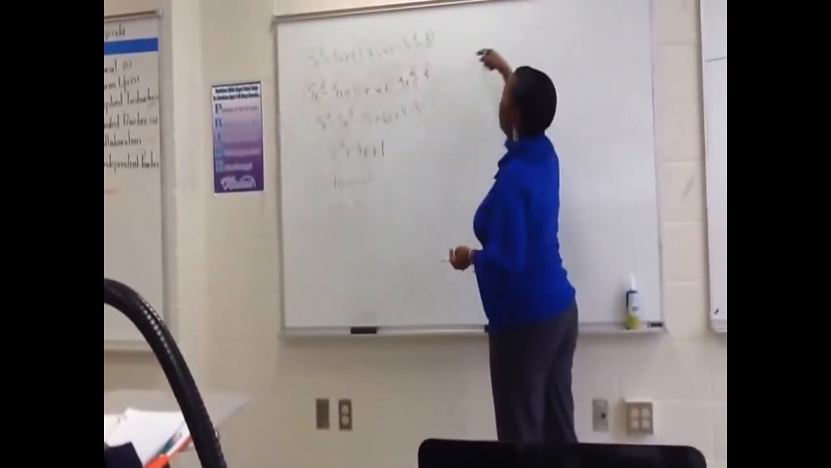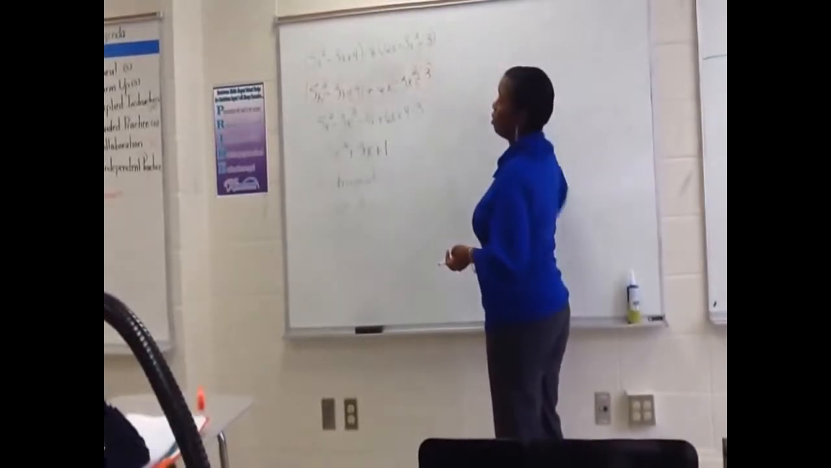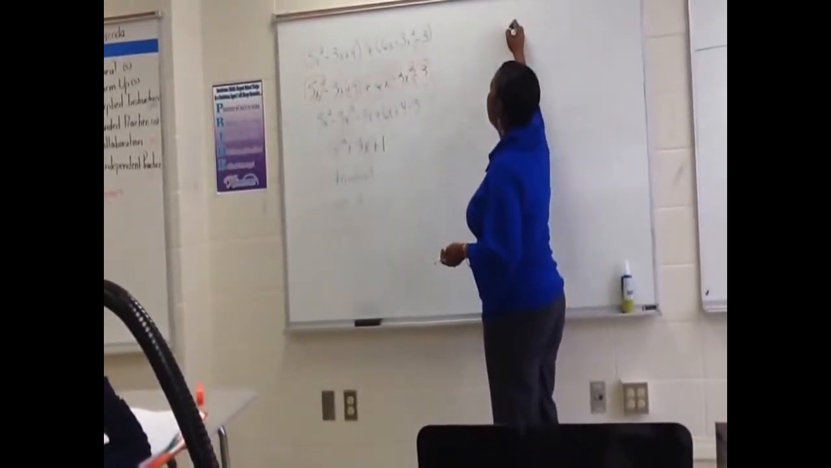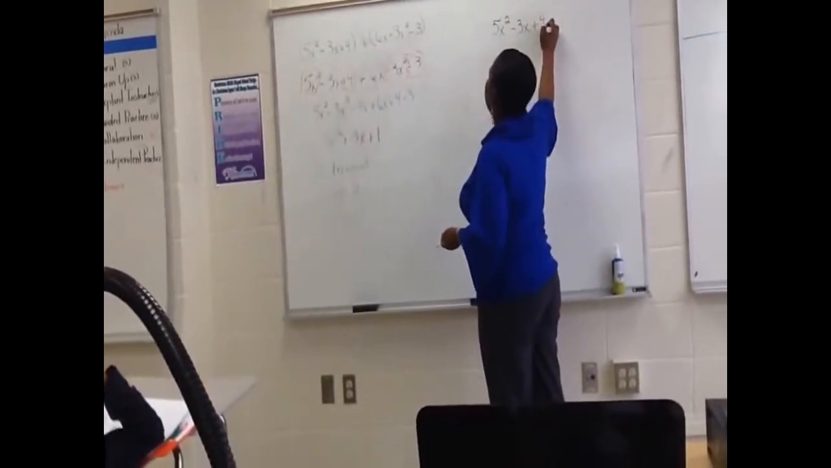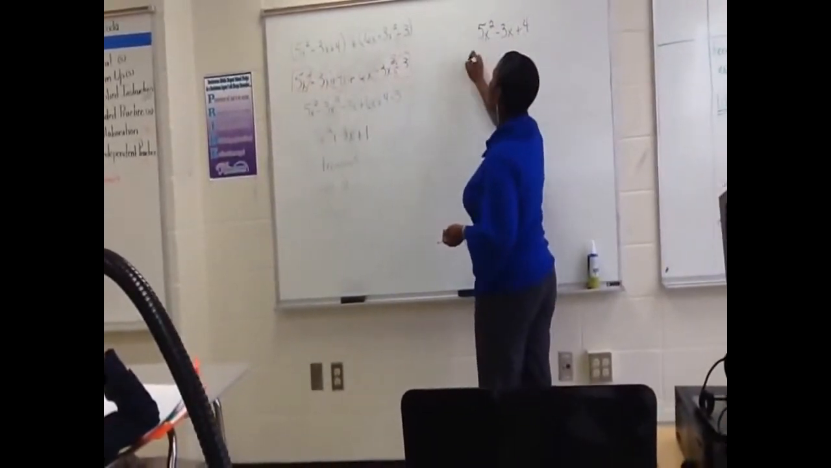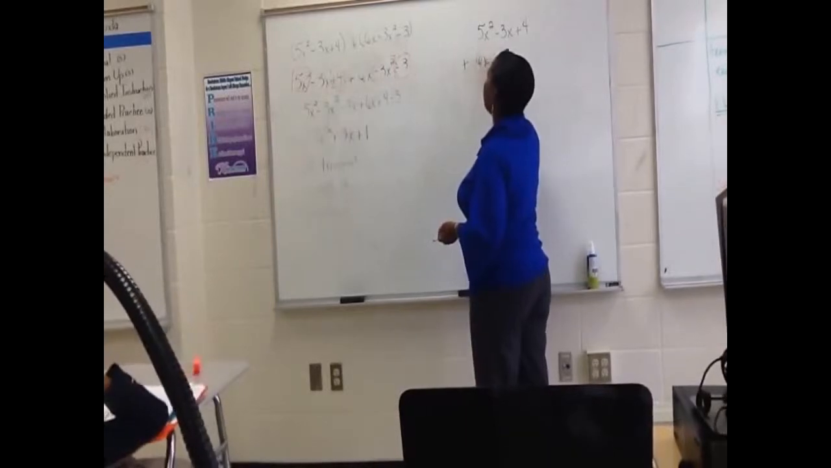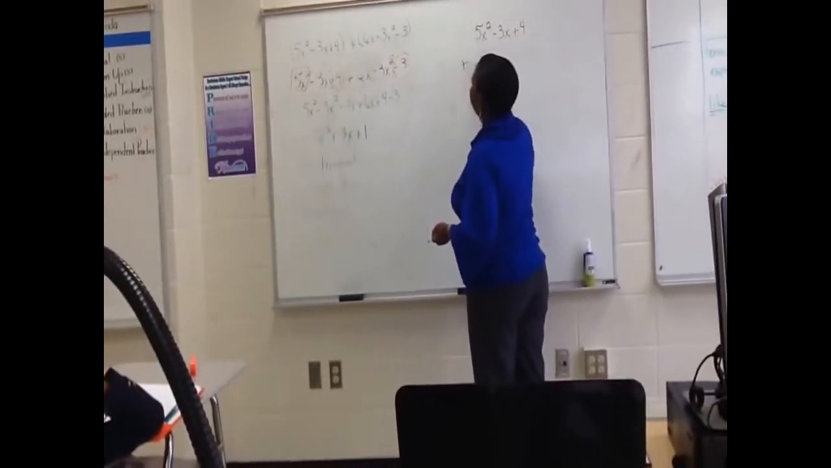Alright, so that was the horizontal method. Now I'm going to do the same problem, but I'm going to do it the other way. You may want to do it vertically. So 5x squared minus 3x plus 4. Vertical means I'm going to line them up on each other. So plus 6x.